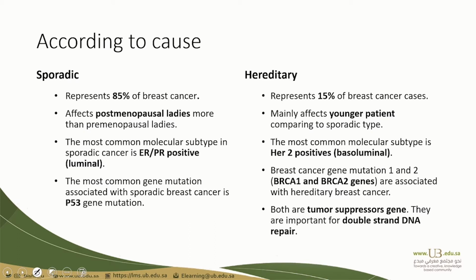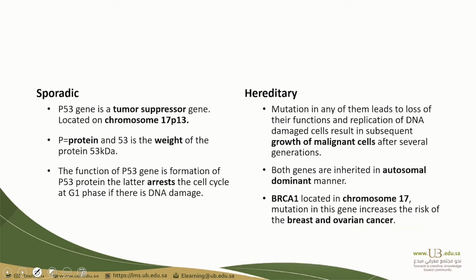Breast cancer gene mutation 1 and 2, BRCA1 and BRCA2 genes, are associated with hereditary breast cancer. Both are tumor suppressor genes. They are important for double strand repair. Mutation in any of them leads to loss of their functions and replication of DNA damaged cells, resulting in subsequent growth of malignant cells after several generations in the same patient. Both genes are inherited in an autosomal dominant manner.